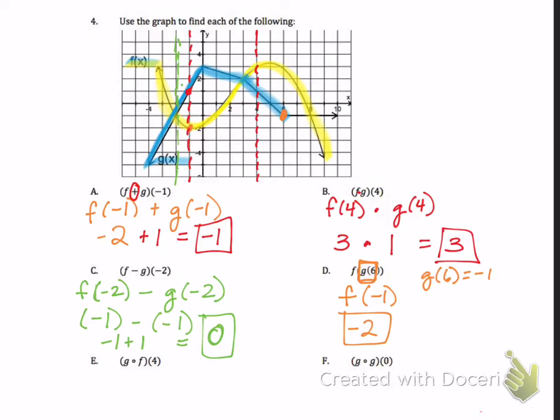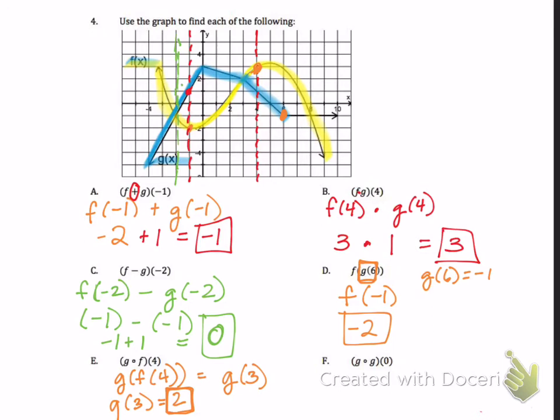So if I look at E, I'm going to rewrite this as g of f of 4. So I go to f of 4, and where is that? Three. So g of 3. So then I go to 3. Where is g of 3? 2. Good. So my answer is 2. So it just takes a little brain work. It's kind of a different way of thinking.